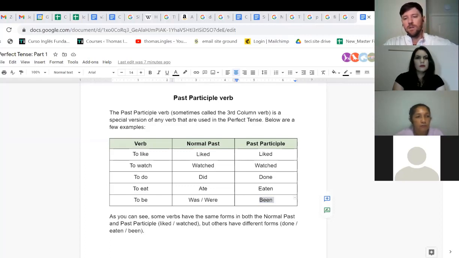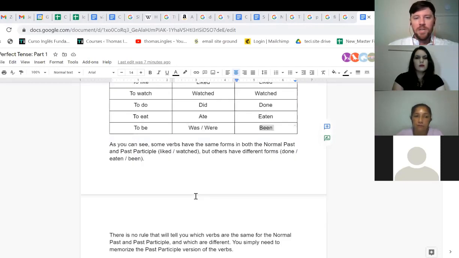2 times. And like the example that I explained during the beginning of the class, if you want to say, eu já conheci Rio Grande do Sul, I have already been to Rio Grande do Sul. Been is the past participle of the verb to be. So as you can see, some verbs have the same form, liked, liked. Some verbs have different forms, did, done.